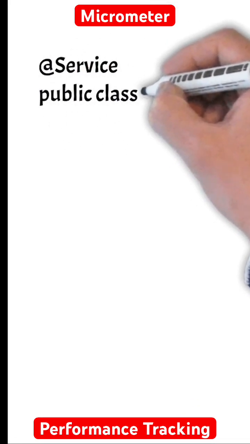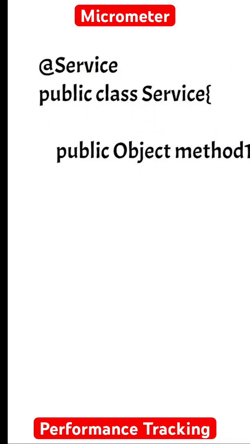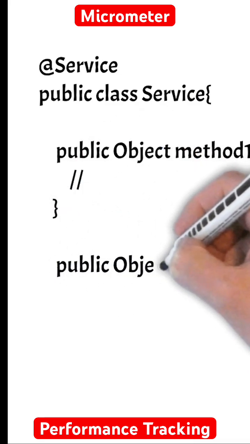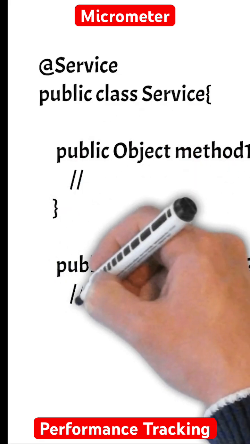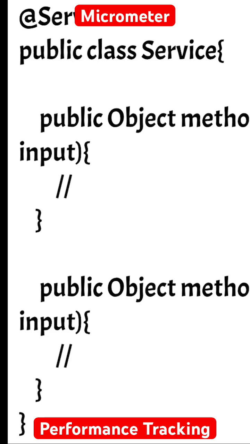Suppose you want to track the total number of invocations of your method per minute, per second, per hour. You also want to track the time taken by each of the invocations, and you want to track some custom metrics. Using Micrometer, you can do it quite conveniently.